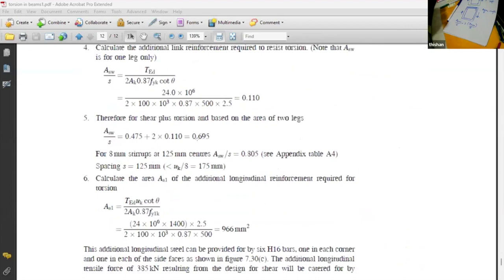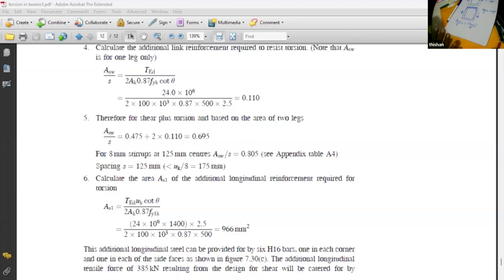So that is 1400 divided by 8. What is the value, Bandhuka? 175. Yeah, 175. So the link spacing should be less than 175. There's an upper limit. The upper limit is equal to that center line length divided by 8. So you have to keep in mind there's a maximum spacing for torsional links. Recommended maximum is UK divided by 8. Is that clear? Yes, sir.